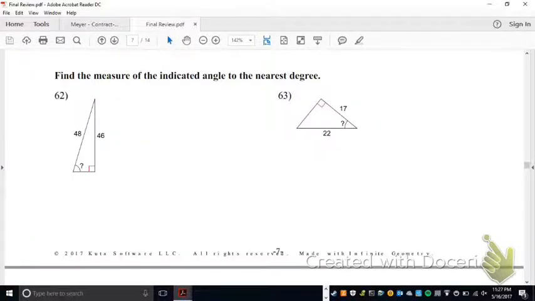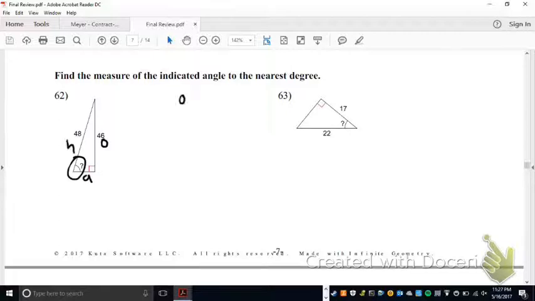So when we're looking at 62, we're finding the measure of the indicated angle. Now this requires us to use our arc sine, arc cosine, and arc tangent, or what we've been referring to in class as inverse sine, inverse tangent, inverse cosine. So here we still know that all of our ratios are the same. Sine equals opposite over hypotenuse. Cosine equals adjacent over hypotenuse. And tangent equals opposite over adjacent. So we're looking for that angle right there.